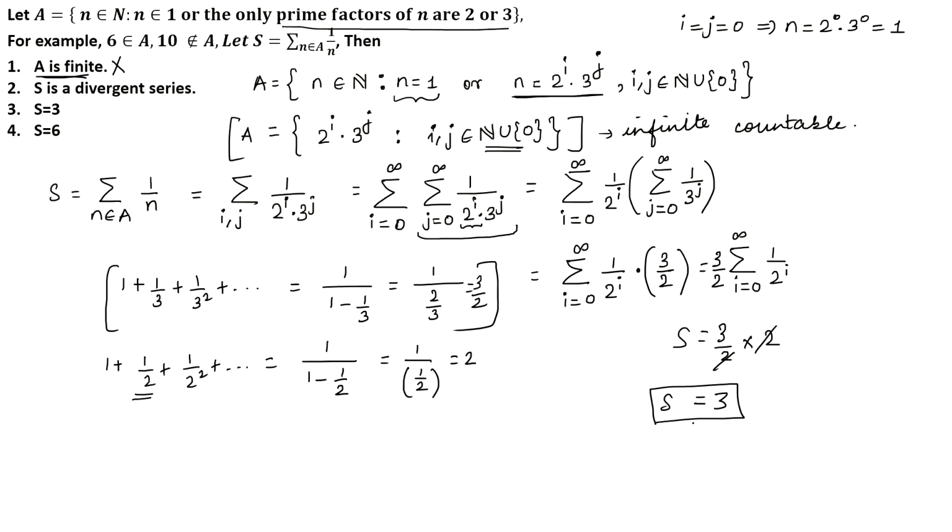So we have found the sum of the series equals 3. S is equal to 3. Therefore, the series is convergent, not divergent. S is equal to 3. Option number 3 is the correct answer, and option number 4, which says S is equal to 6, is therefore wrong. So the correct answer is S is equal to 3. Now let us look at the next question.